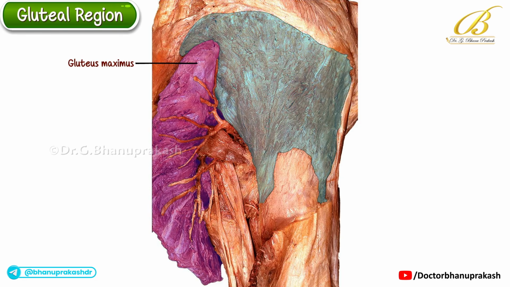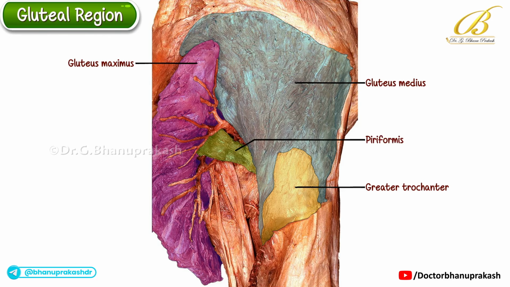The large fan-shaped muscle converging towards and inserting into the greater trochanter is the gluteus medius. The smaller piriform or triangular muscle is the piriformis. Piriformis is considered the key muscle of the gluteal region, as it divides the neurovascular structures above and below it.